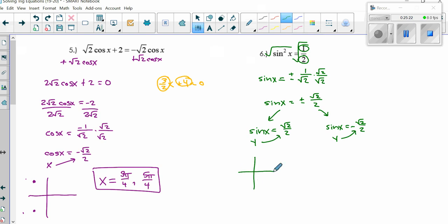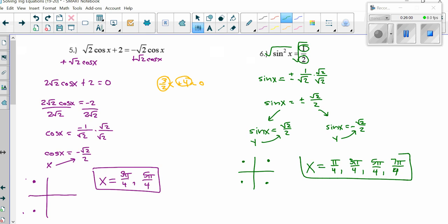I'll draw my unit circle. When is my y positive root 2 over 2? That would be up 45 and up 45. When is y negative root 2 over 2? That would be down 45 and down 45. So that means that my answer is x equals, again, x, because if I go back to my equation, that's what I'm substituting in for. The first one is pi over 4. The next one is 3 pi over 4. The next one is 5 pi over 4. And the last one is 7 pi over 4. Those would be all 4 answers.